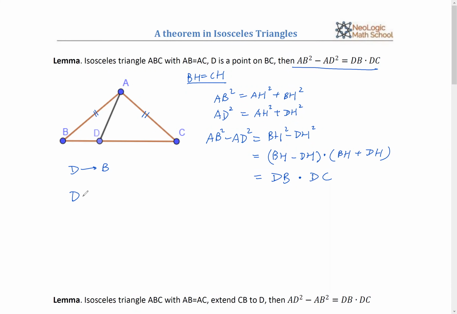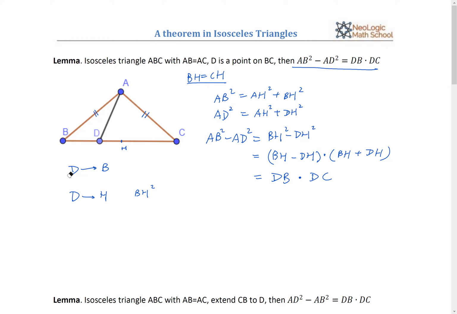If D becomes the midpoint of BC, the point H, what happens? AB squared minus AD squared, the left-hand side becomes what? BH squared, right? BH squared is what? DB times DC. Now, when D is at the midpoint, makes sense, right? It's HB times HC, which is DB times DC, when D is standing at point H, right?